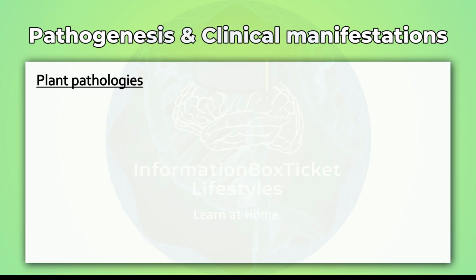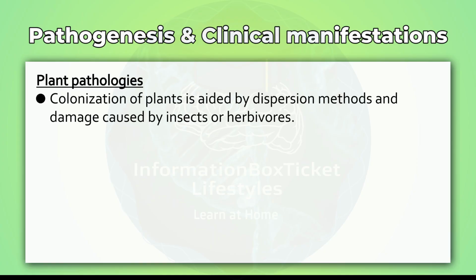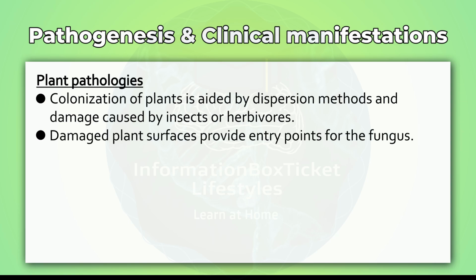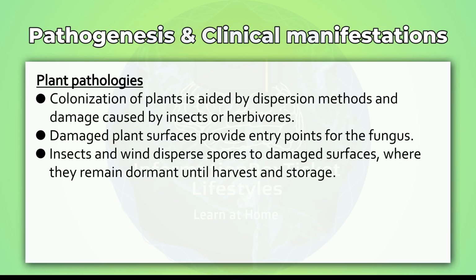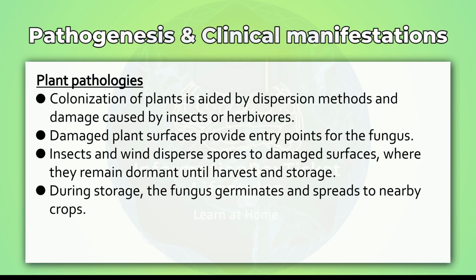Plant pathologies. Colonization of plants is aided by dispersion methods and damage caused by insects or herbivores. Damaged plant surfaces provide entry points for the fungus. Insects and wind disperse spores to damaged surfaces, where they remain dormant until harvest and storage. During storage, the fungus germinates and spreads to nearby crops.